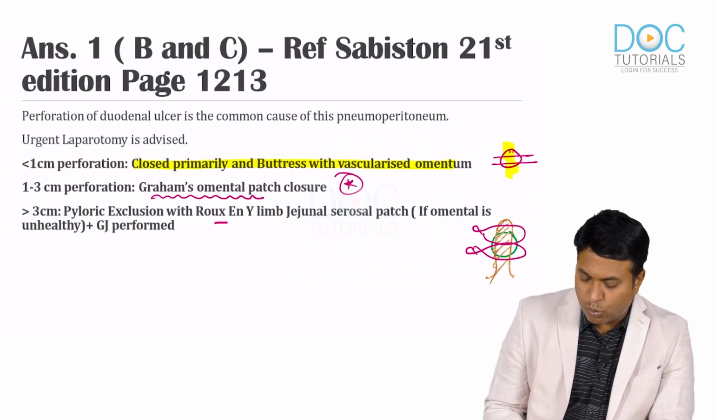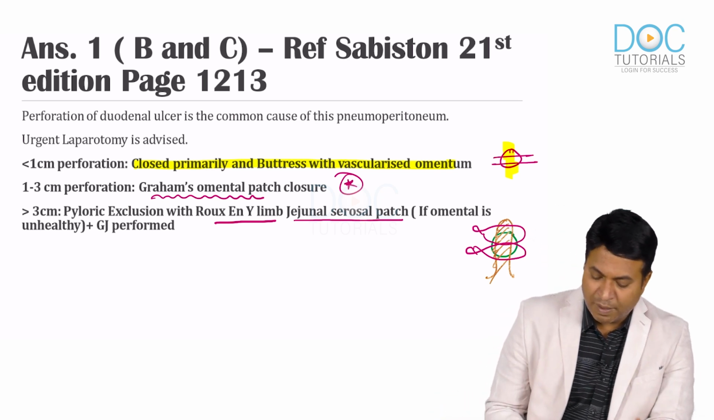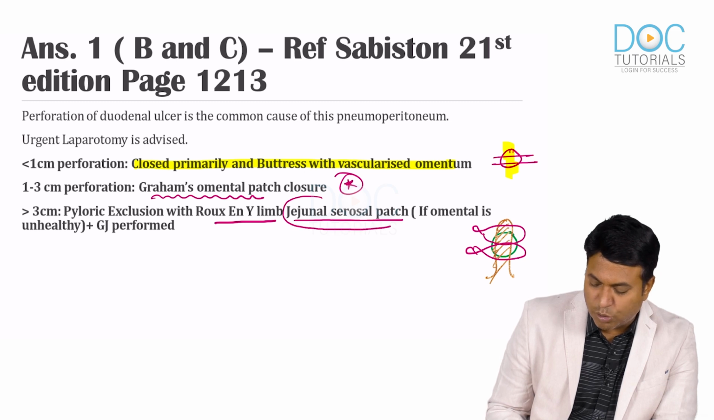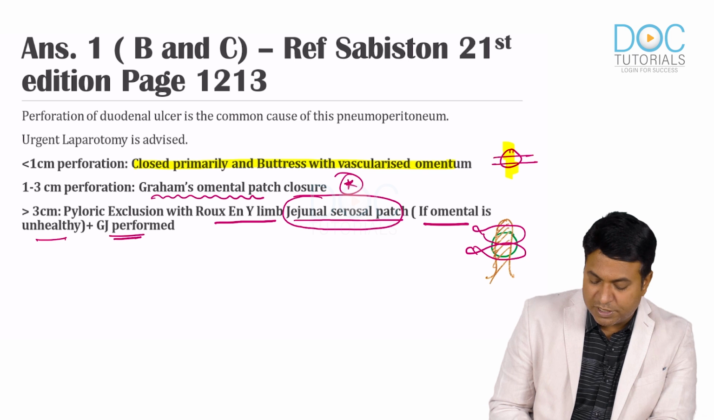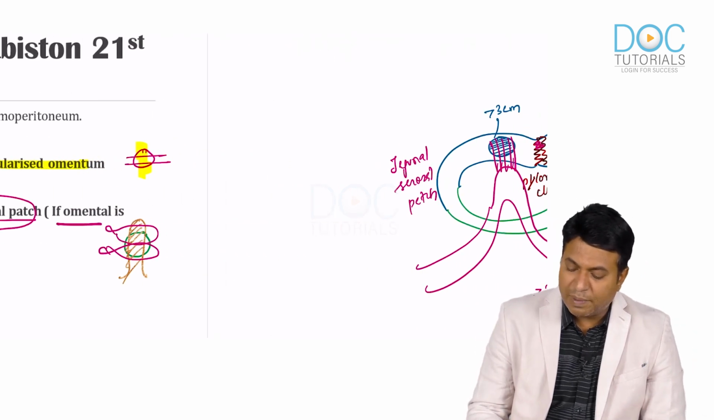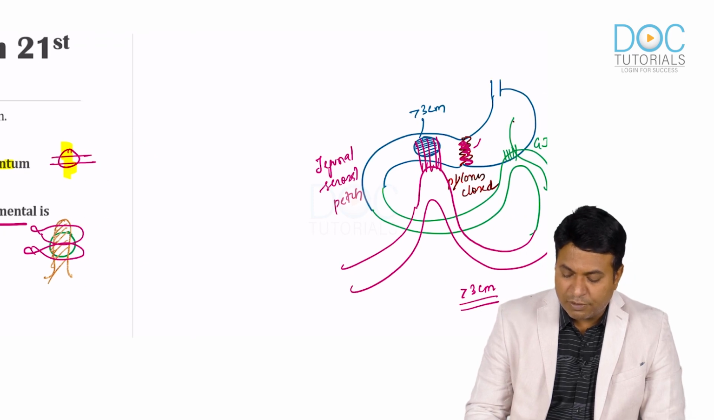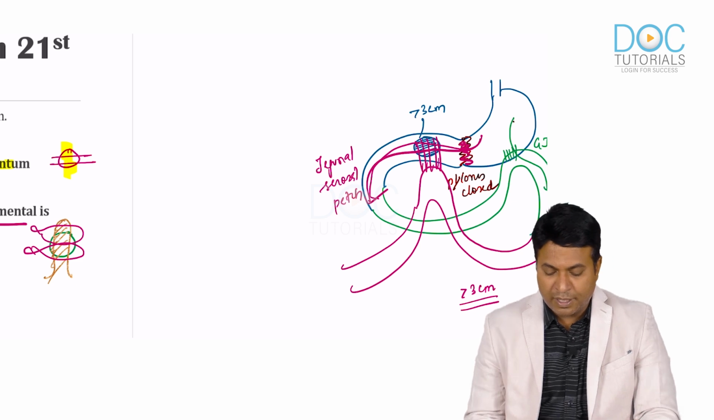Pyloric exclusion with Roux-en-Y limb jejunal serosal patch. I have not drawn a Roux-en-Y, but we can make a Roux-en-Y type limb also. But the point for your exam is, jejunal serosal patch is needed if omentum is unhealthy, and also perform GJ. Slowly, the absorbable suture material will disappear and the food particles will start moving down the duodenum in future.